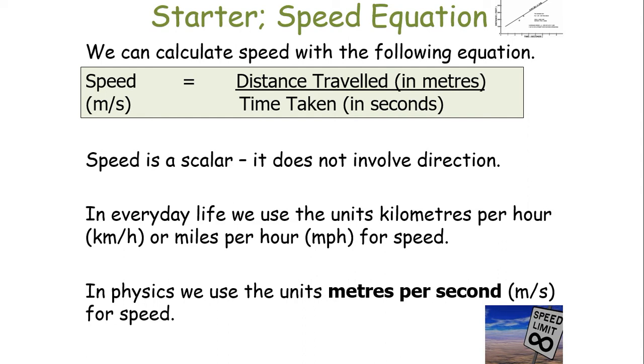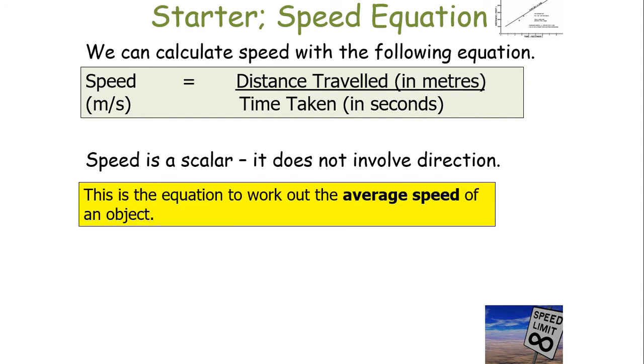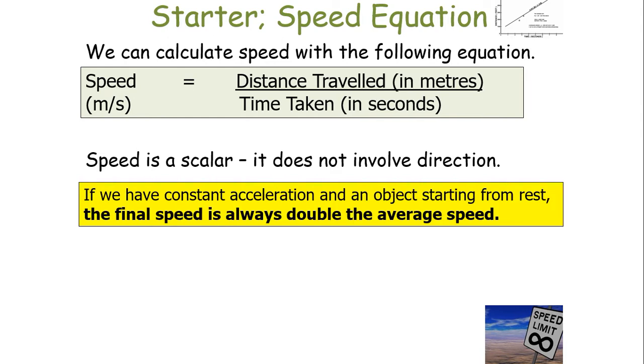Now we can calculate speed with the following equation. Speed equals distance travelled in meters divided by the time taken in seconds. And because, as we know, it's a scalar, it won't involve direction, but it has the units meters per second. So this is the equation we use to work out the average speed of an object.